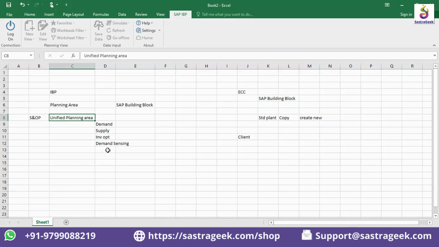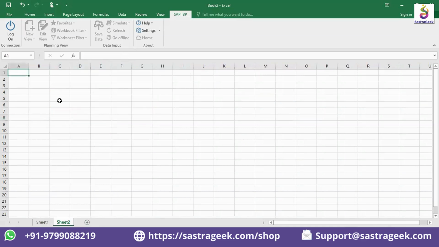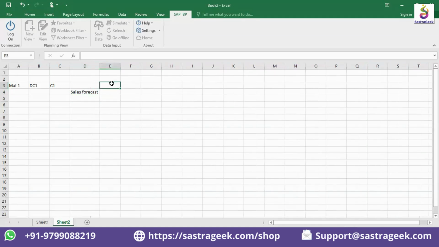When we talk about planning area configuration, what all does it include? If you look at the real-time picture from a planner, let's say Venkatesh is a demand planner. He's going to use this Excel front end, right? And Venkatesh is going to say that for material one, which I'm going to sell from my distribution center one to this customer one, I intend to update my sales forecast as an example. Okay, I'm just trying to create a visual of how my table would look. And from column E onwards, I will have months. September, October, November, and so on, right?